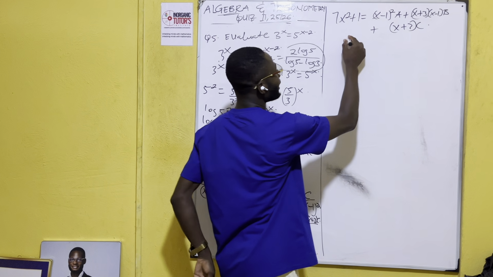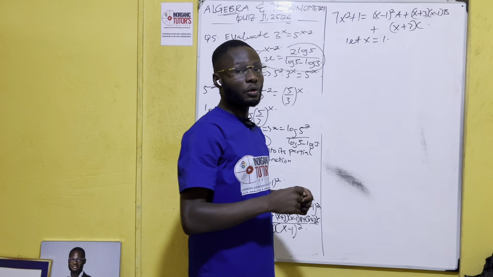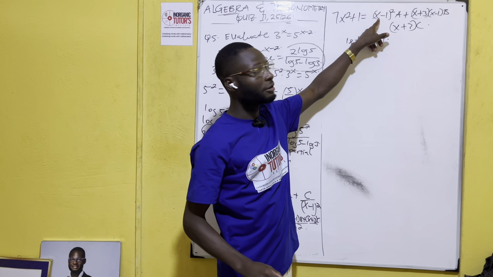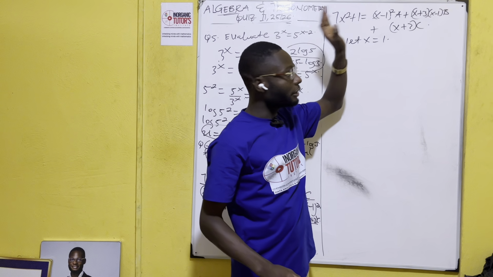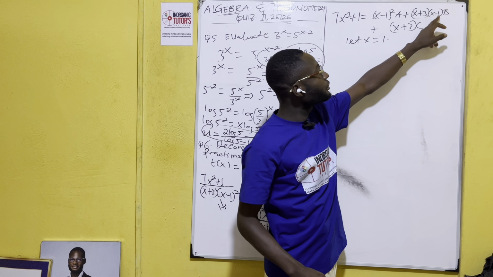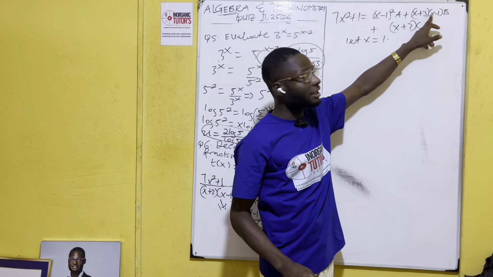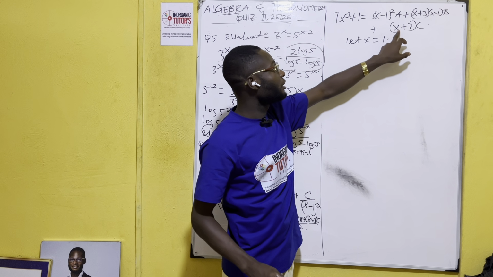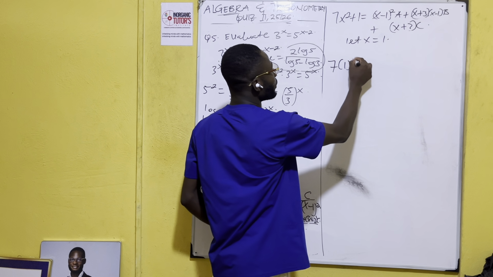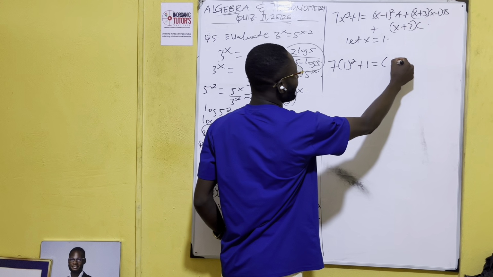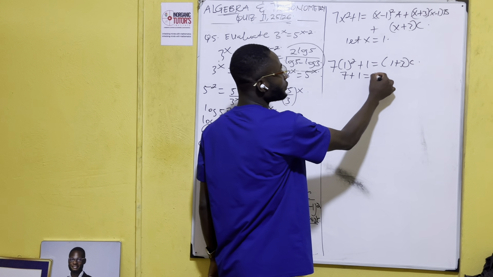So we can say that let x equals 1, right? So if x equals 1, that means if you substitute 1 here, you're going to have 0 here, right? Then it means that the a will vanish. If you substitute 1 here, this part will be 0. It means that the b part too will vanish. Then if you substitute 1 here, you're going to have 1 plus 3, which is 4. So you have 7 into 1² + 1 is equal to (1 + 3)c. So we have 7 plus 1 is equal to 4c.